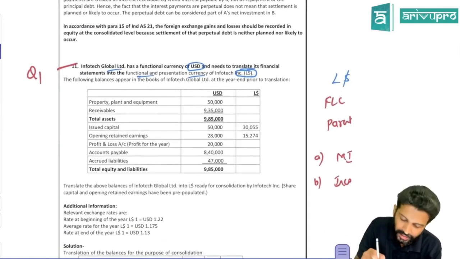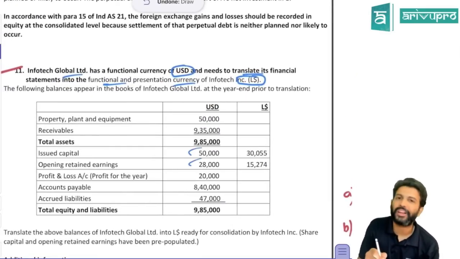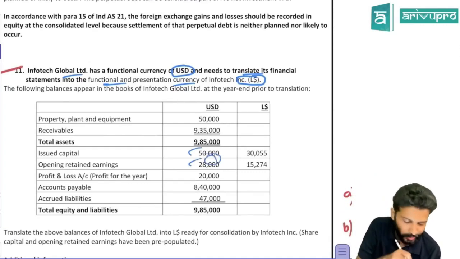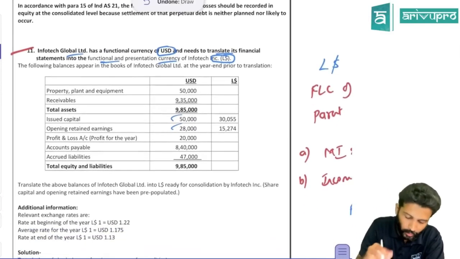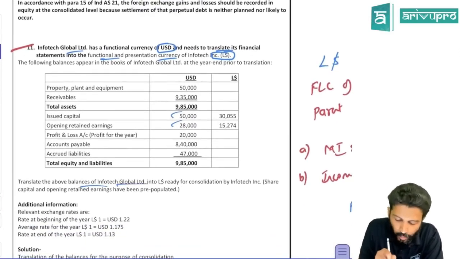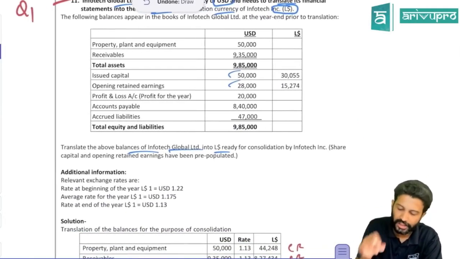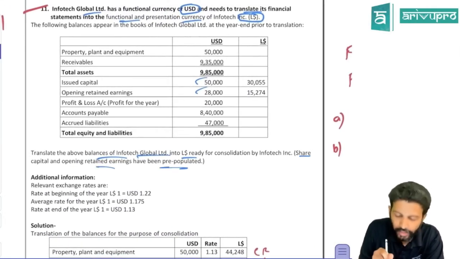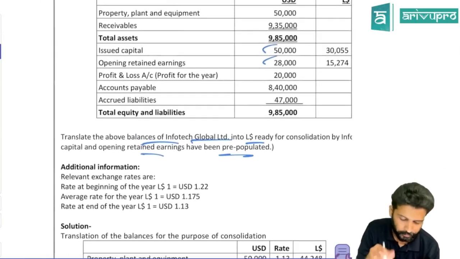They have given you the assets. Capital and the opening balance of retained earnings, generally in the problem they only give, so no need to convert. US dollars is this value, local dollar value they only give. So take it, no need to convert this again. Translate the above balances into local dollars. So you need to convert from US dollars to local dollars, for which they have given the exchange rate. Share capital and opening retained earnings have already been pre-populated, meaning it's already been done. You don't have to do anything.